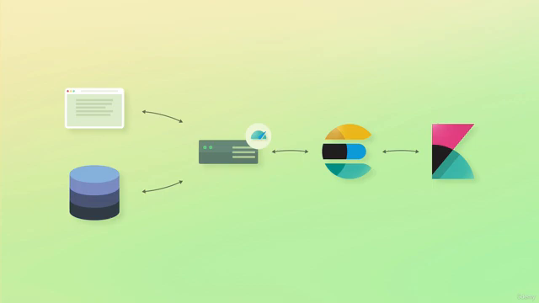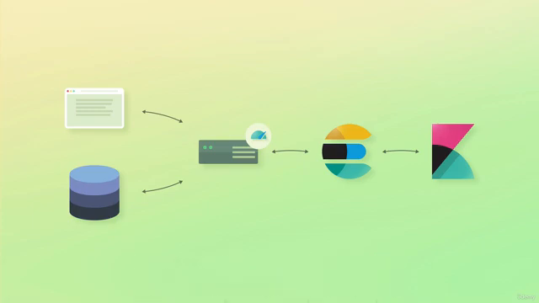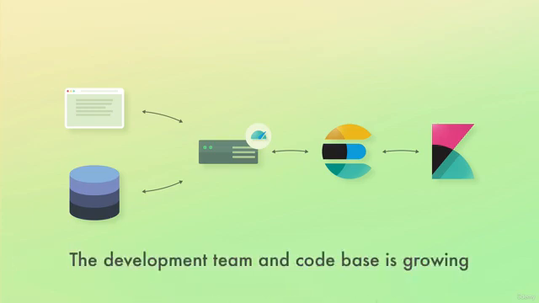We can now monitor how our server is performing, and we can set up alerts within Kibana if we want to be notified if the CPU or memory usage reaches some threshold. When that happens, we should be ready to add an additional web server. As the business continues to grow, so does the development team and the codebase.